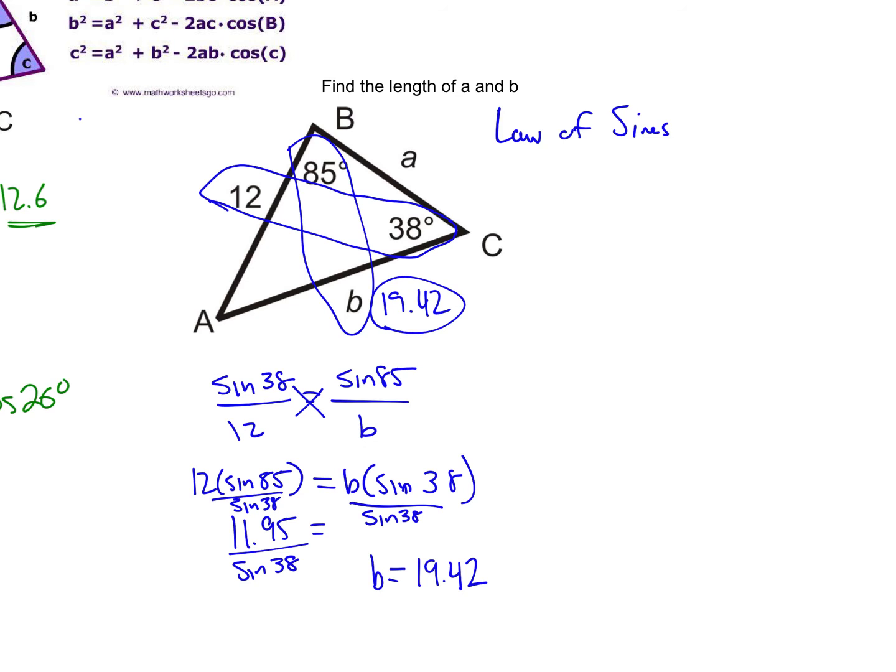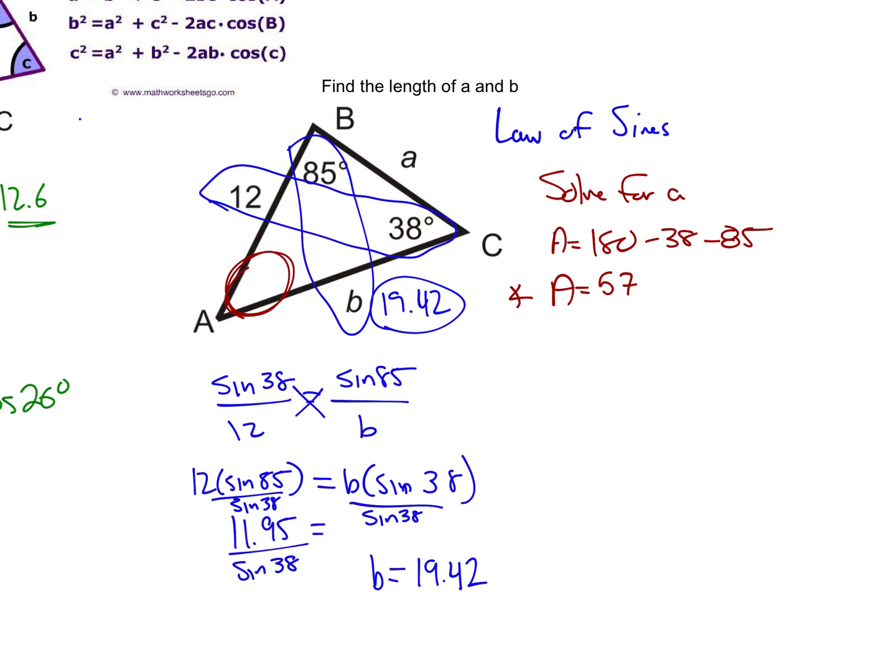So now how do I figure out A? Well, before I figure out A, I really need to figure out how big angle A is. So to solve for angle A, I need to figure out that A is going to be equal to 180 minus 38 minus 85. Remember, it's still a triangle. All the angles have to add up to 180, so I can use that fact to help me figure out that angle A is going to be 57.